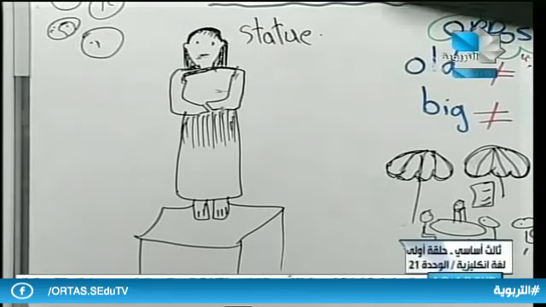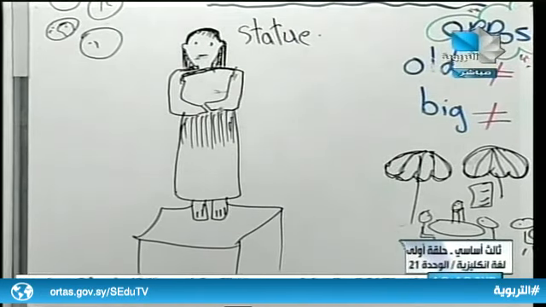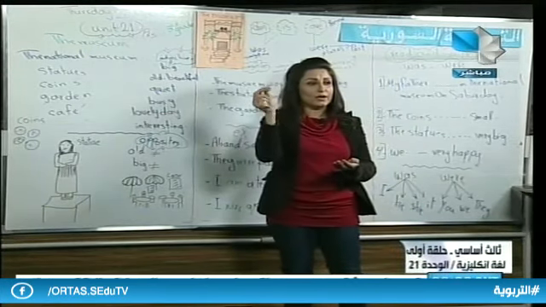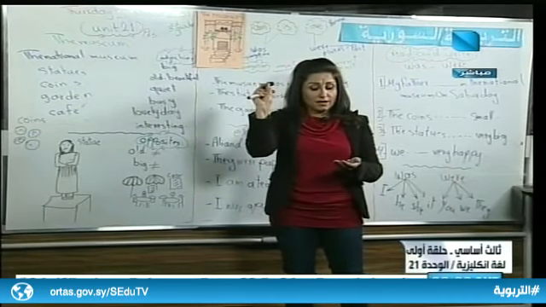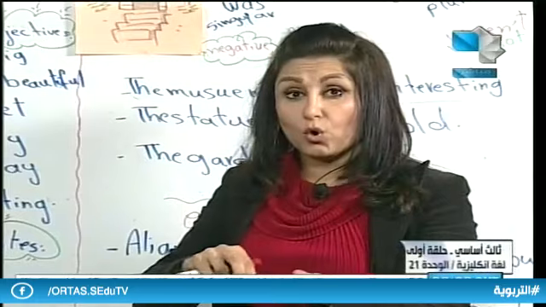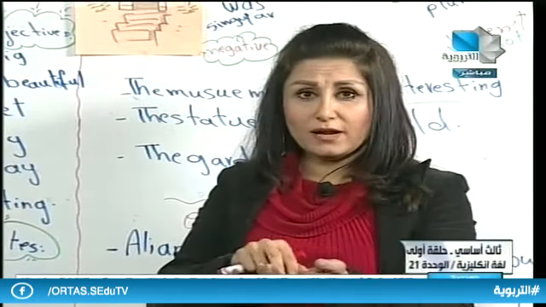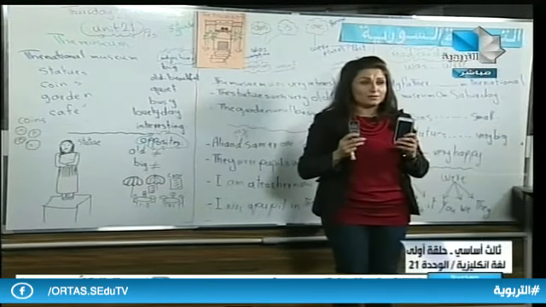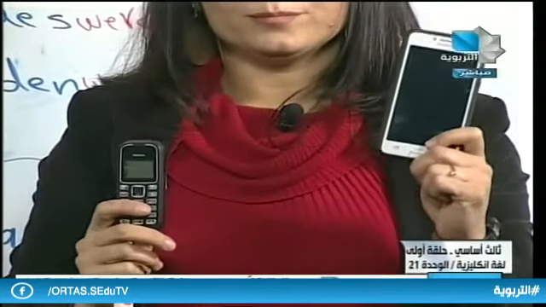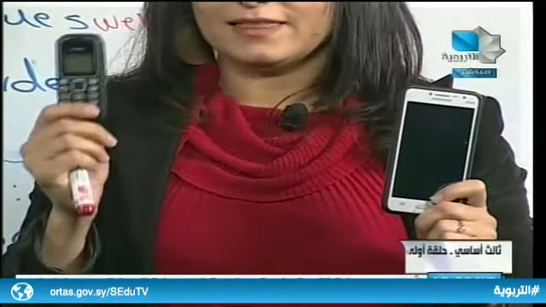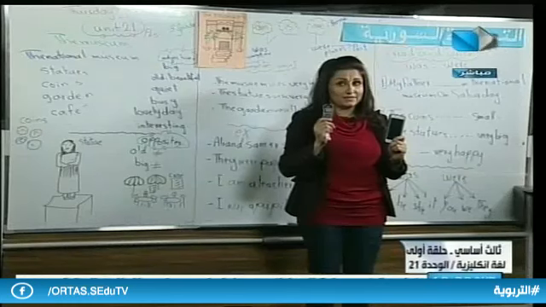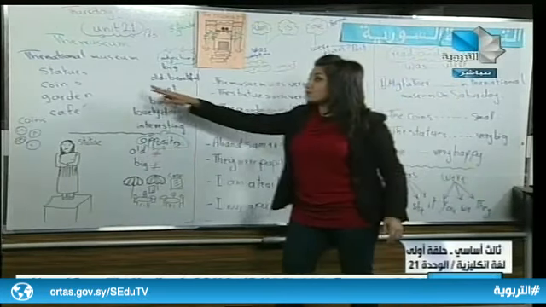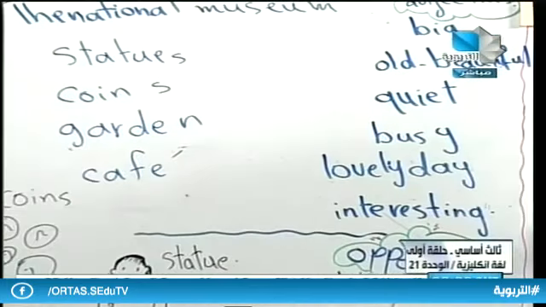And you can find coins like this. These are coins. You can find coins in the museums, and they are old coins. Old. How can I know old? I want you to look at this. I have two mobiles. This mobile is new, and this is old. So, when you go to the museum, you can find statues. You can find coins, old coins.